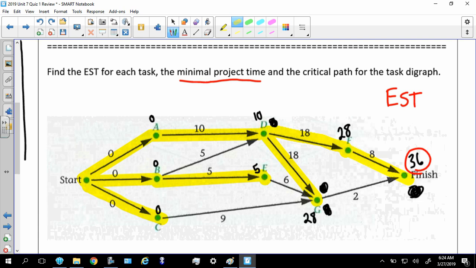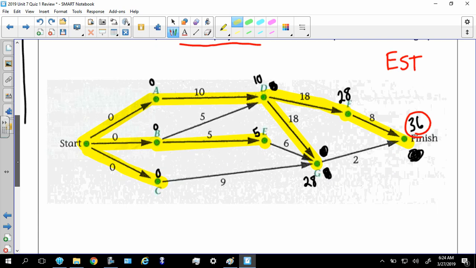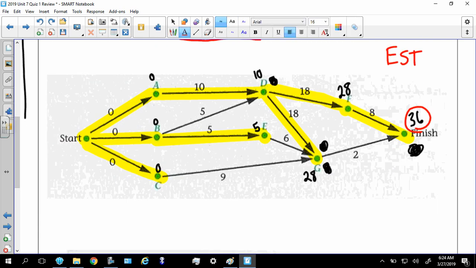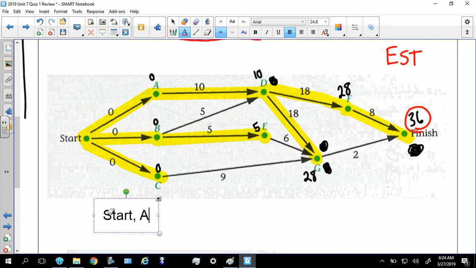There we go. So you would say, now guys, please make sure you do this correctly, because I'm going to mark so many people off from this. You would say that your critical path is with start. You always start with start. Let's see, that is A, where else do we go? D, F, then finish. If you don't put start and finish in there, I will mark you off. So keep that in mind.